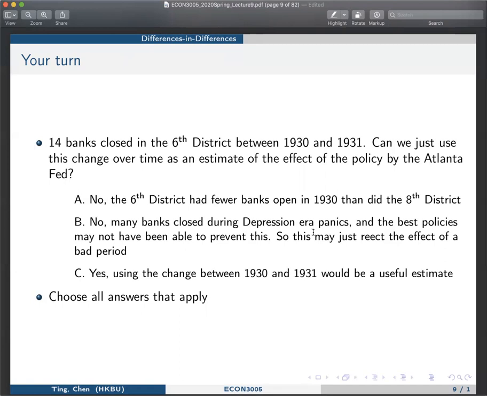So A, no, because the 6 districts have fewer banks open in the 1930s than did the 8 districts. B, no, many banks closed during depression era panics, and the best policy may not have been able to prevent this. So this may just reflect the effects of a bad period, okay? (Sorry, that was a typo; the word should be reflect.)